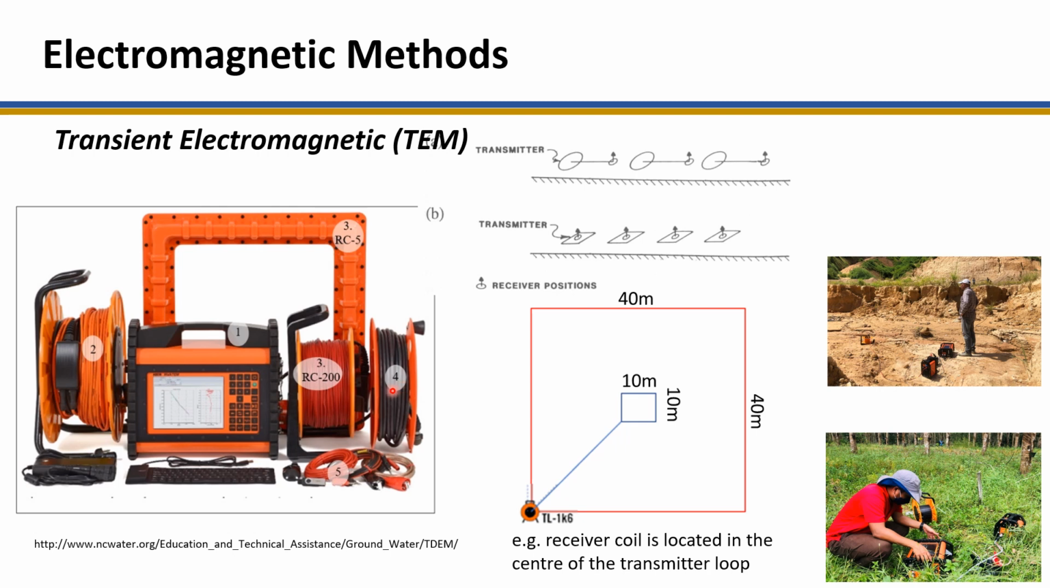One of it is we can adjust the size of the transmitter loop as low as 20 meters times 20 meters to 100 meters times 100 meters TX loop. However, the current demand is always either 40 meters times 40 meters or 100 meters times 100 meters TX loops. We have to bear in mind that the bigger the loops, the better the depth of penetration, but it depends on the conductivity of the subsurface and also the locations of the conductive materials.